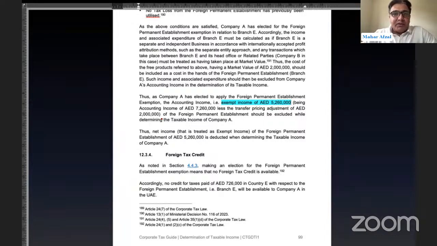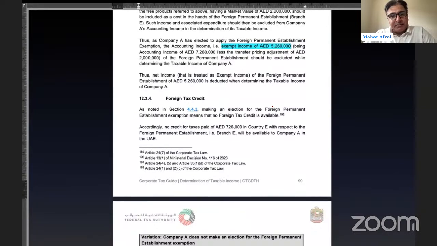Whenever you are considering the foreign tax credit, first of all, you will have to calculate the taxable income of the foreign PE based upon the UAE tax law. So based upon the UAE tax law, you need to calculate the foreign taxable income. So this is basically the accounting income. There is only one adjustment of 2 million. Then they arrived at the foreign exempt income, which is 5260.